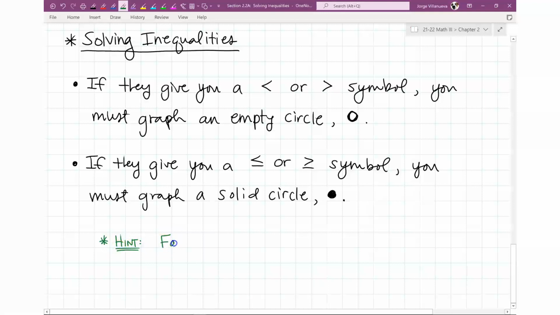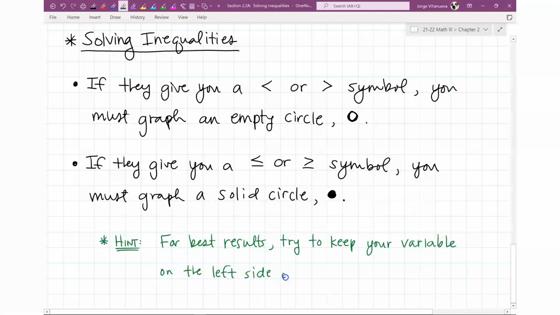For best results, try to keep your variable on the left side of the inequality.